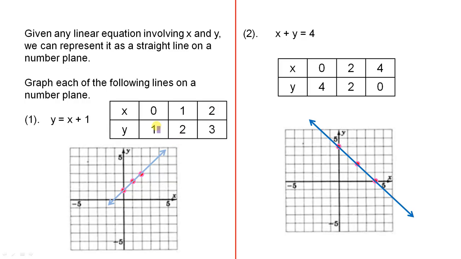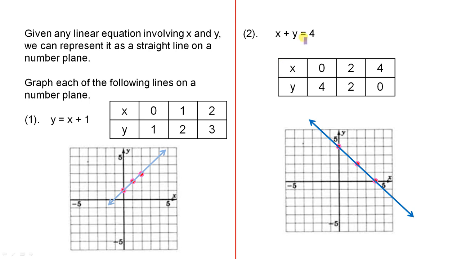So all we do now is we plot each of those points on this number plane. So there is (0, 1), this one is (1, 2), and this one is (2, 3). And all you do now is you join those points, and that gives us the line on the number plane. So this equation, y equals x plus 1, represents this line on the number plane.